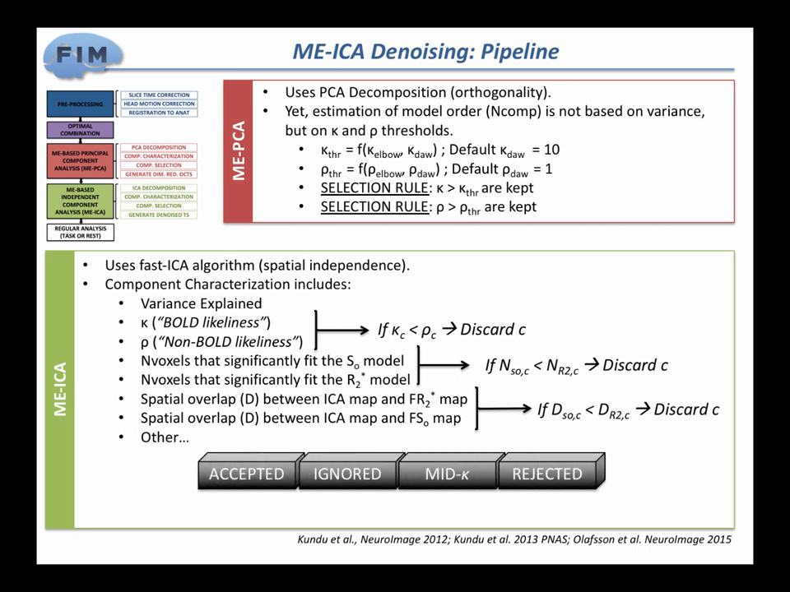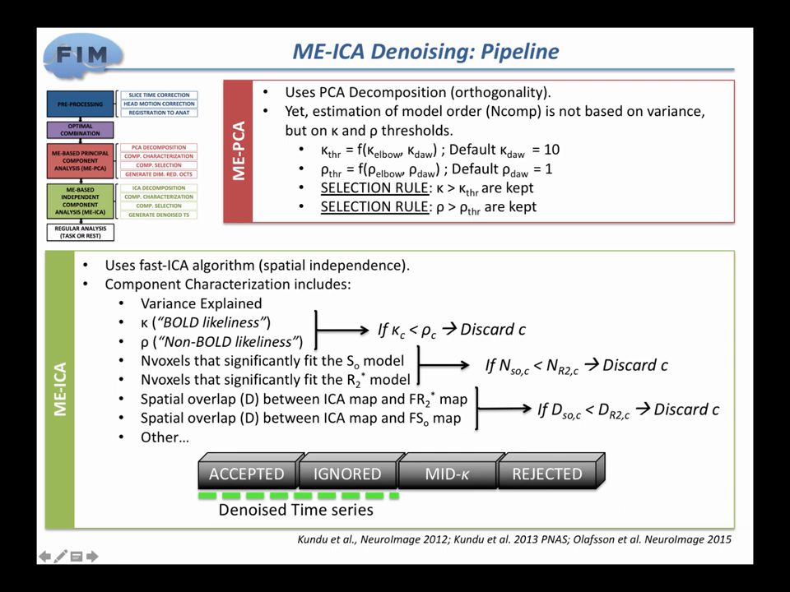And then it's going to put all your components in 4 pockets, which the original version of the algorithm calls accepted, ignore, mid-K, or rejected. But at the end of the day, it's really 2 pockets, because the accepted and the ignore are kept in the data, and the mid-K and the rejected are regressed out from the data.